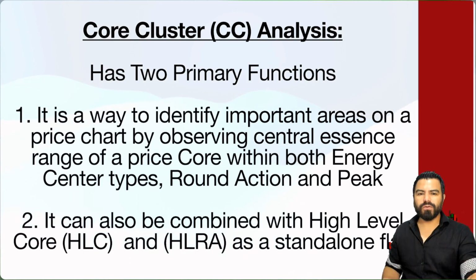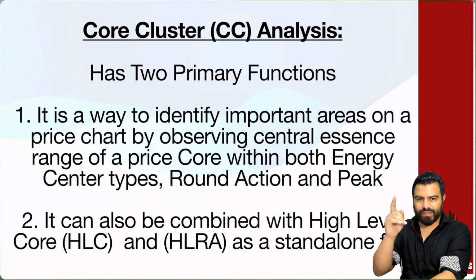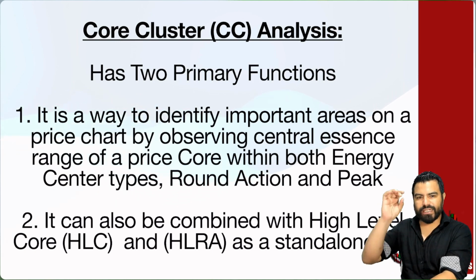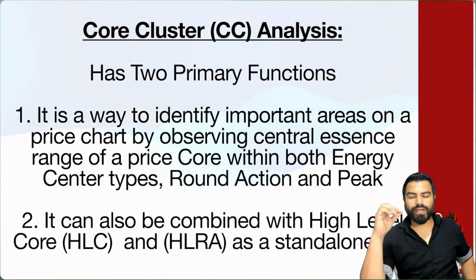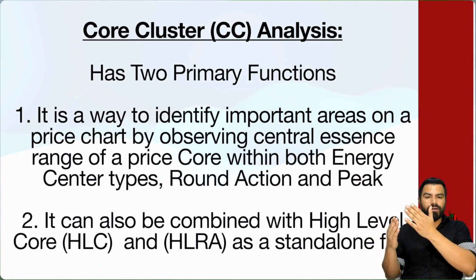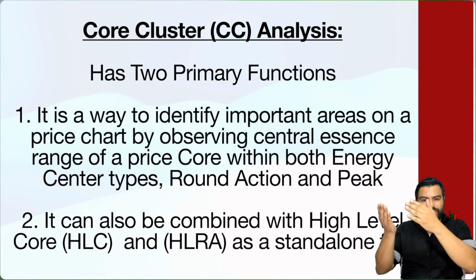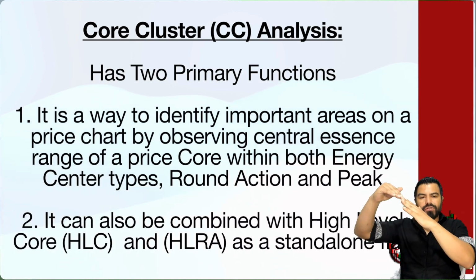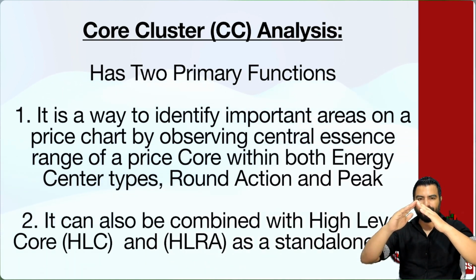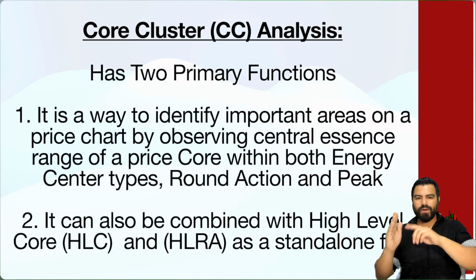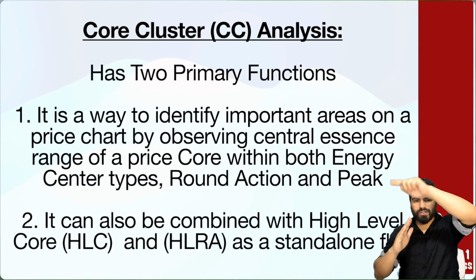Basically, it is a way of finding the essence at a core in the central range of price. So we're going to be looking at a central range to try to find the most important core, and we can use that as an energy center, which can be used for an angle. So in the examples you'll see today, if we have an energy center where it's either round or a peak, it's a large energy center.